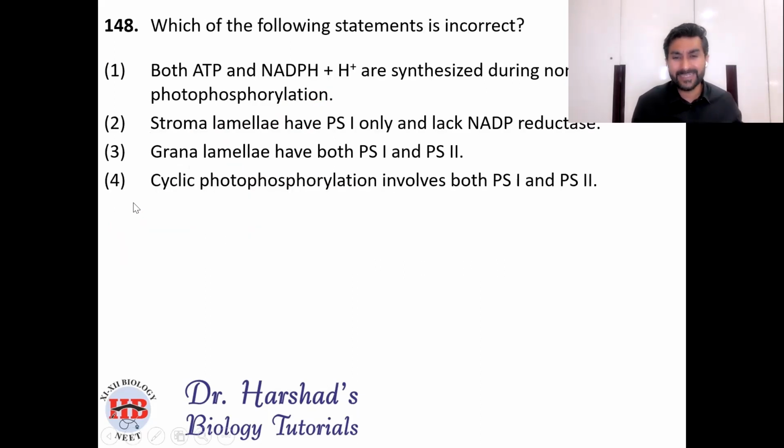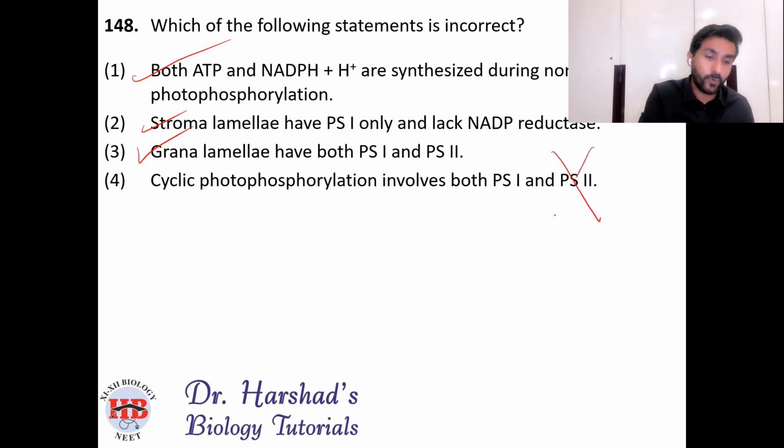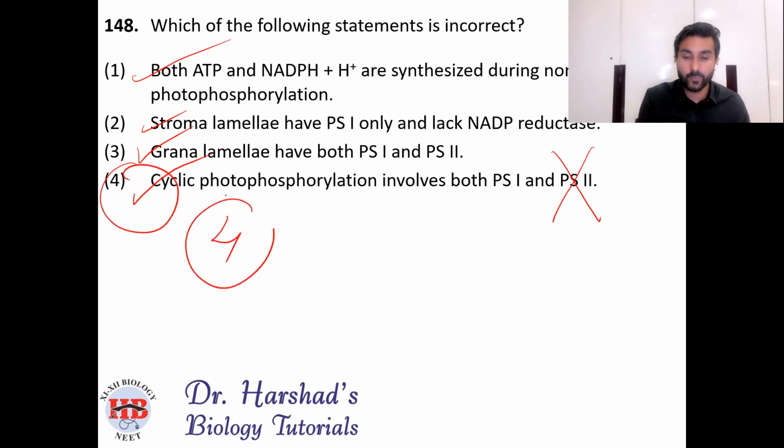Which of the following statements is incorrect? Both ATP and NADPH2 are synthesized in non-cyclic photophosphorylation. Correct. Stroma lamellae have only PS1. Correct. Granum lamellae have both PS1 and PS2. Correct. Cyclic photophosphorylation involves both PS1 and PS2. Wrong, because cyclic involves only PS1. So our answer in this case would be option number 4. That is the incorrect statement here.